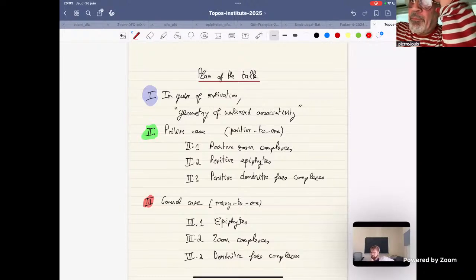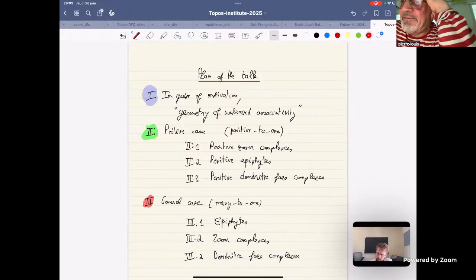There is a positive case, where Opetopes are positive to one, so they represent operations with at least one input, but several inputs in general, and one output only. That's typical of Opetopes. The general case is when the inputs may be zero, so then it's only many to one. That's part 3, which will be very short because I will be short of time anyway.